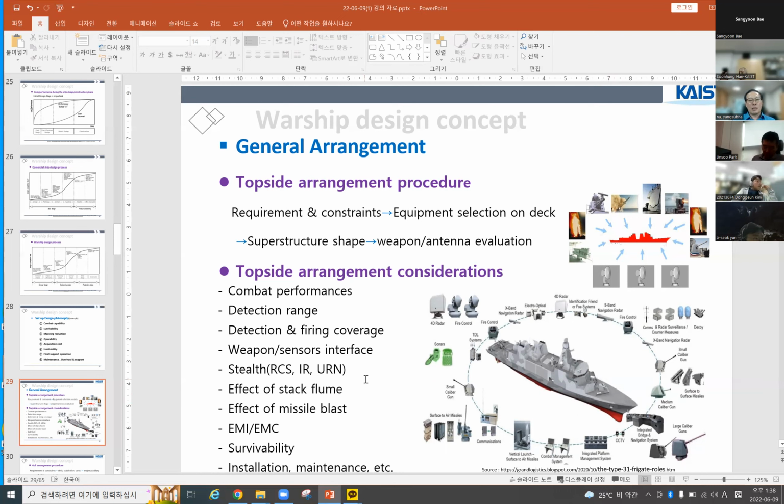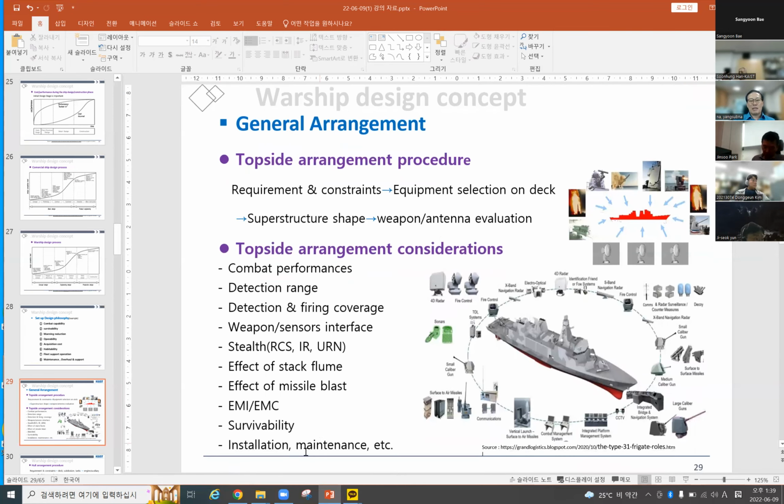Also stealth: RCS, IR, URN. For example, the effect of stack plumes. This is the stack of the gas turbine. This plume can affect some of the sensors and the weapons. So the optimum arrangement is needed, along with electromagnetic capability and electromagnetic interference, survivability, installation and maintenance, and so on. All of these considerations go into the topside arrangement.